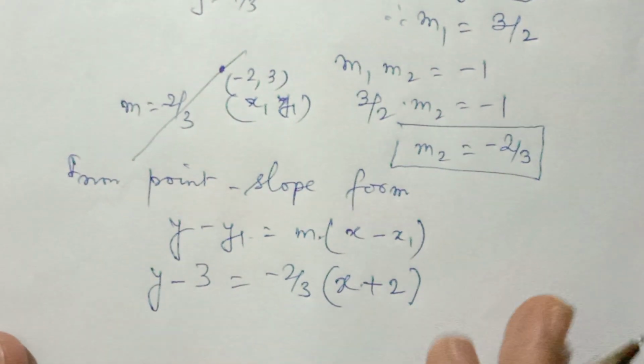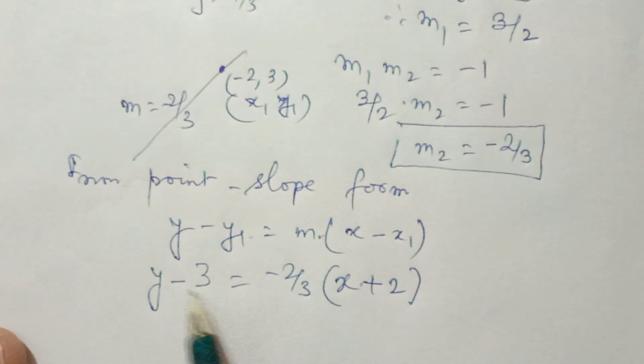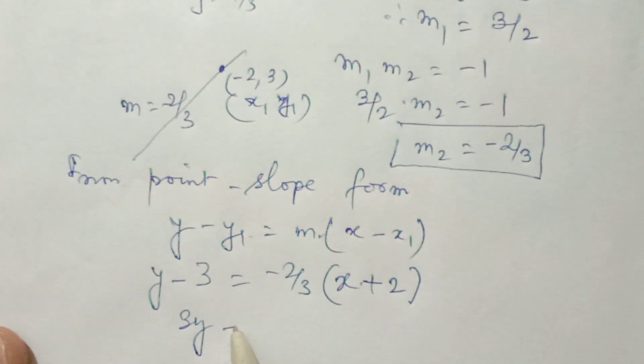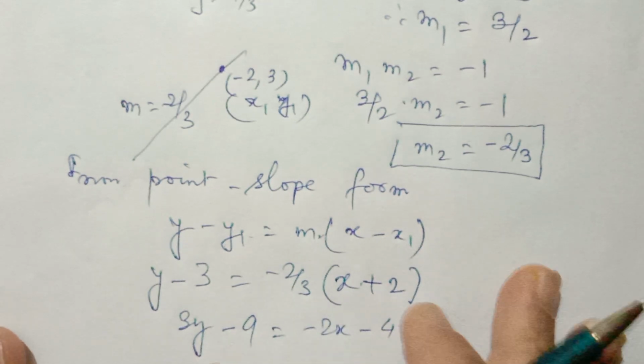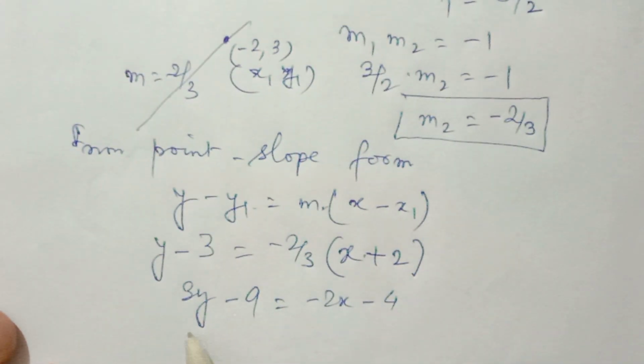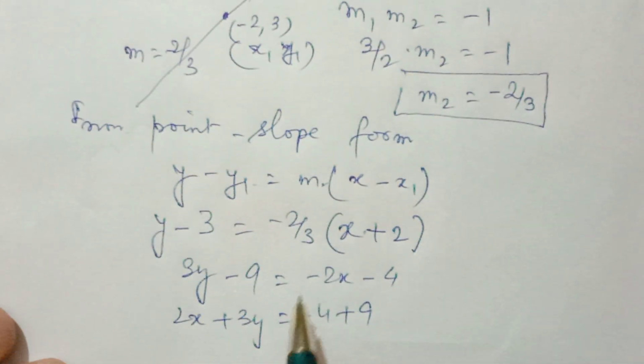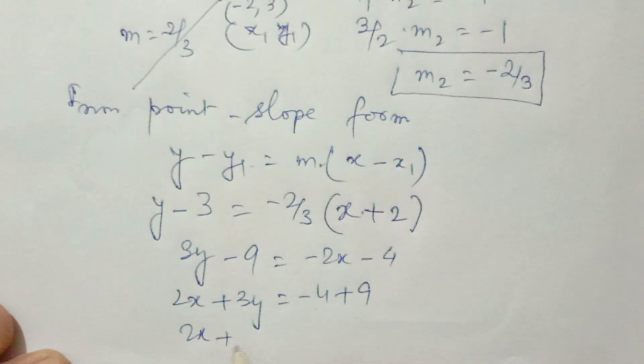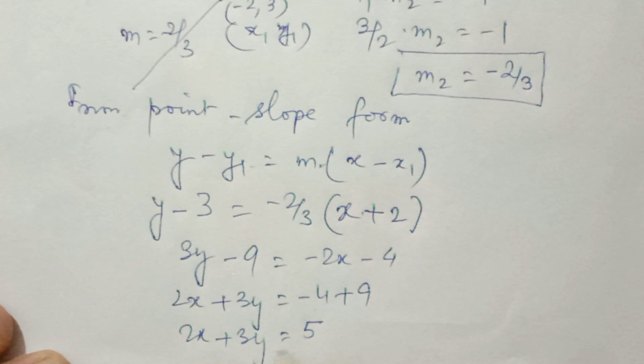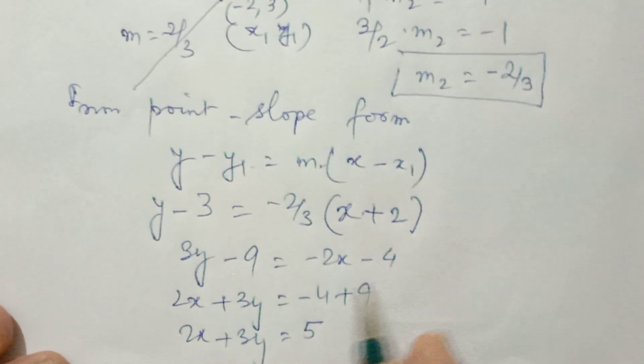Then you cross multiply. 3y minus 9 equals minus 2x minus 4. Then rearrange: 2x plus 3y equals minus 4 plus 9. So 2x plus 3y equals 5, or you can write 2x plus 3y minus 5 equals 0. So this is the answer.